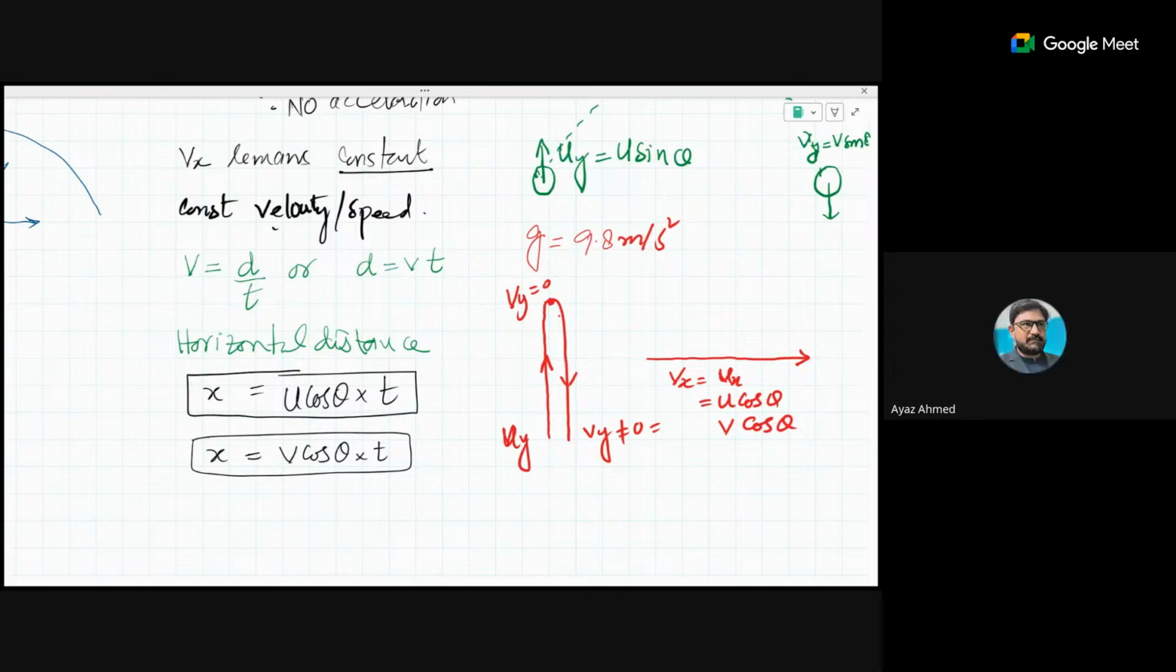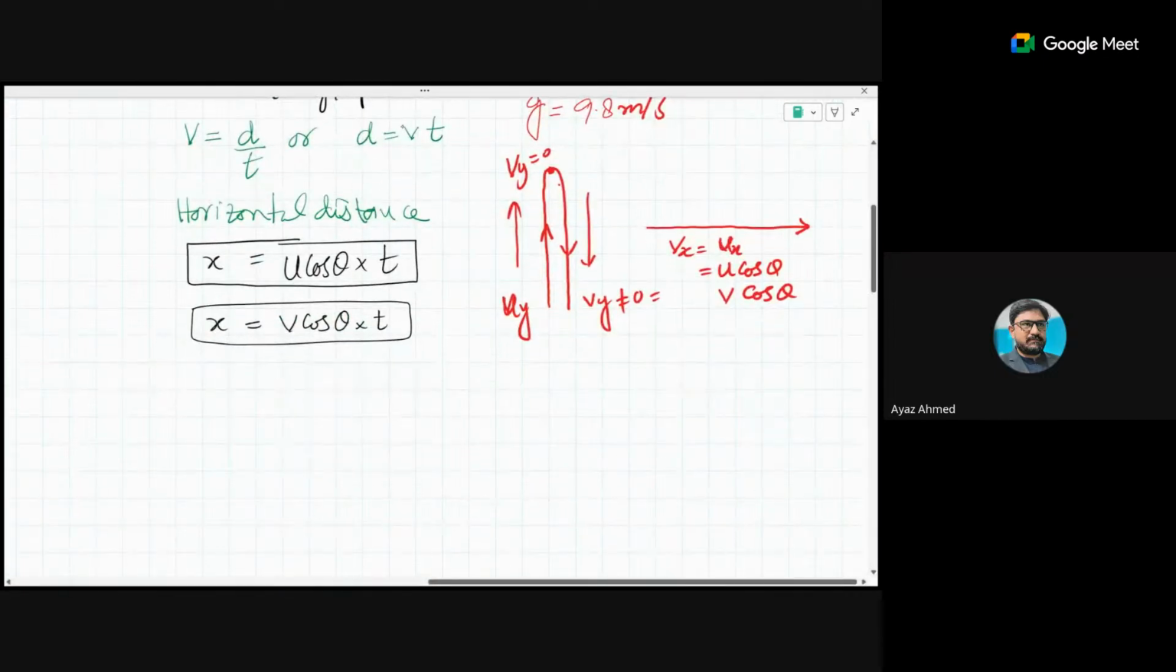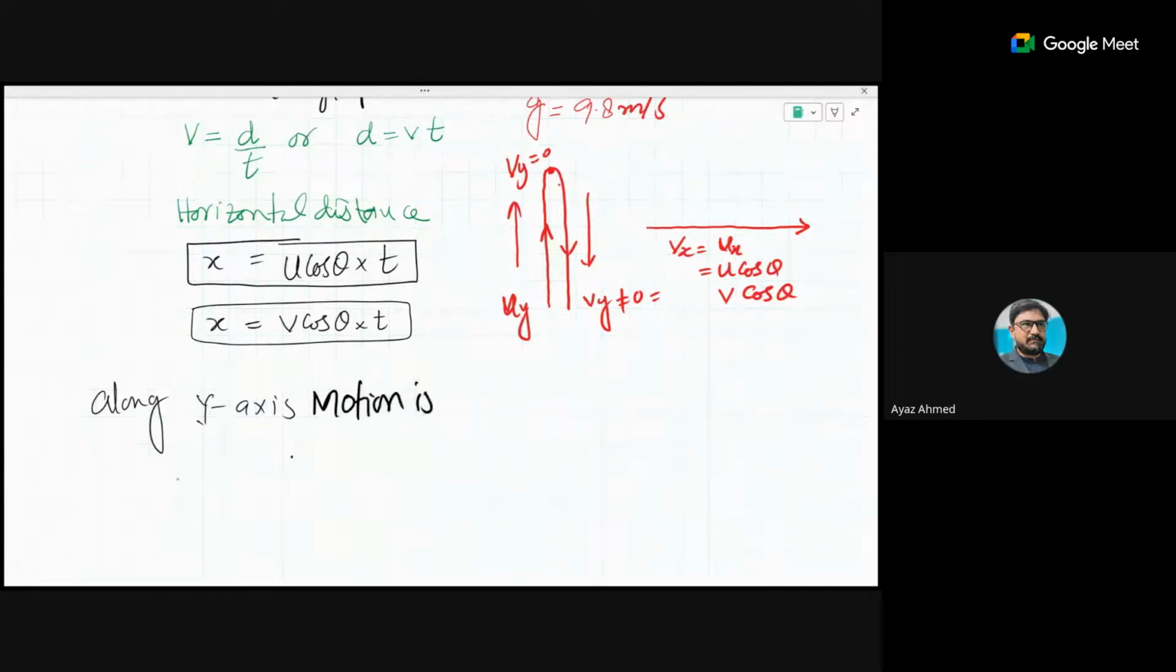The problem is, if we have to calculate the upward motion or only the downward motion, that is accelerated motion. This is what I wanted to tell you after this entire long discussion: along the y-axis, the motion is accelerated motion. Do you believe this now? Since the motion is accelerated, all the equations of acceleration will be used.